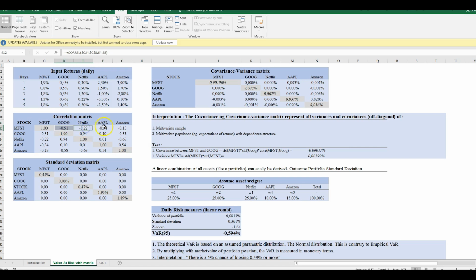And being a symmetrical matrix means that the values north of the diagonal are exactly the same south. So the correlation between Microsoft and Google is by construction the same as the correlation between Google and Microsoft down here.